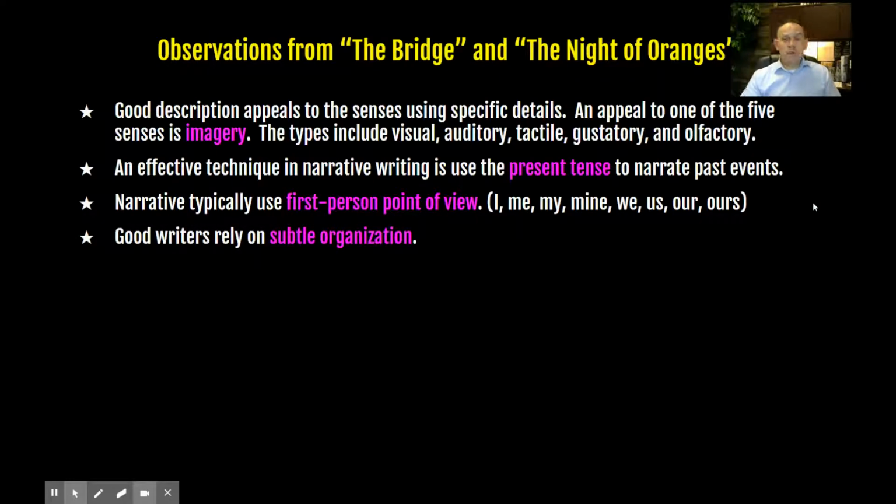Good writers rely on subtle organization. We talked about the idea that it's very elementary to say first, next, and finally, but a very subtly crafted organizational strategy will link key ideas together. So remember in The Bridge, where it began discussing the bridge, and then it got a little closer to the author, talking about his friends, and then a place of ownership and a place of empowerment. So you move from the general to the specific, a place of distance to a place of proximity. That was very careful and subtle organization.